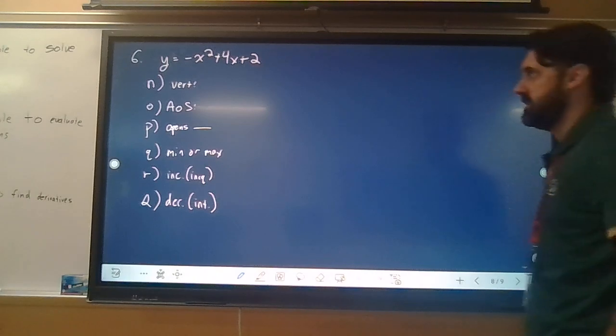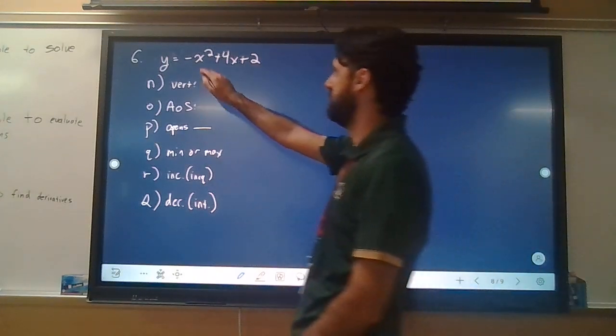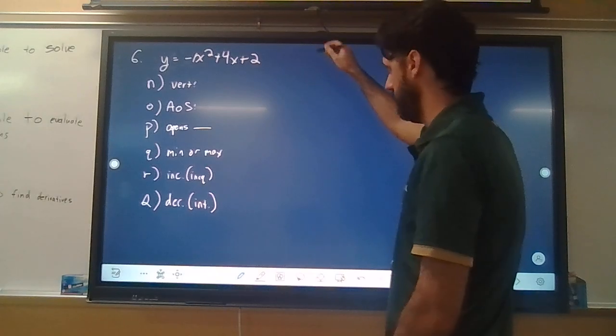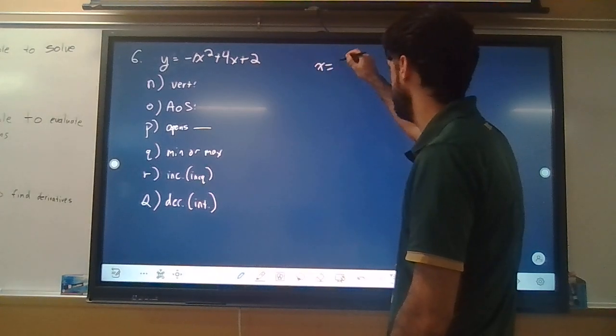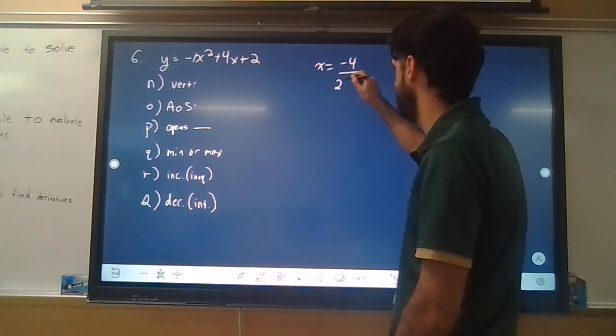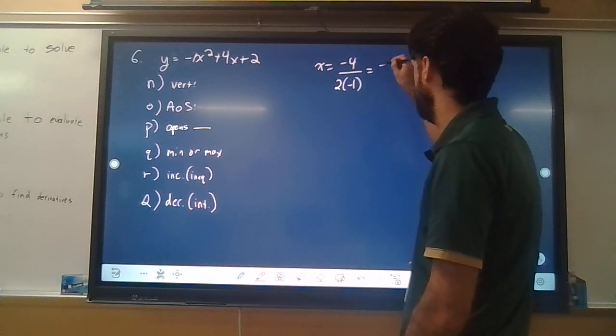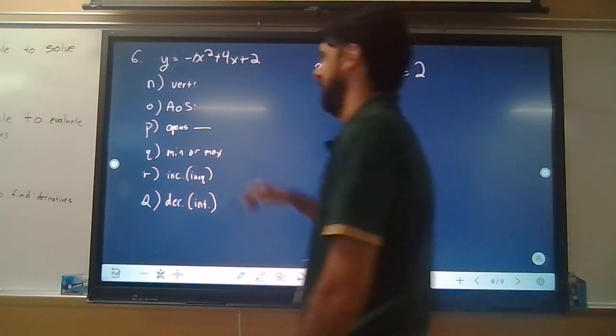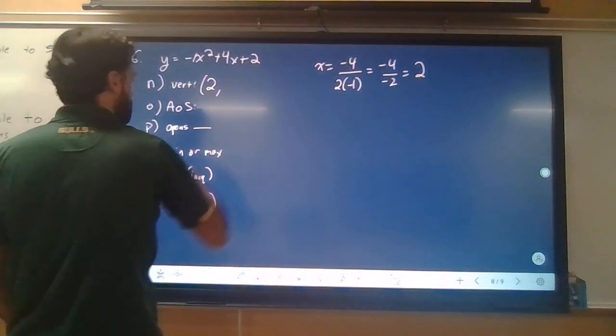All right, number 6, same exact thing. Just know that a is negative 1. Right, there's a negative 1 in front of the x squared. So it's in standard form, so our formula is x equals negative b over 2 times a. That gives us negative 4 over negative 2, which is positive 2. All right, that's the x coordinate of our vertex.